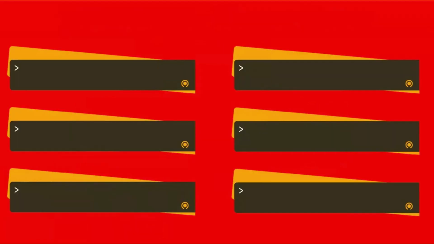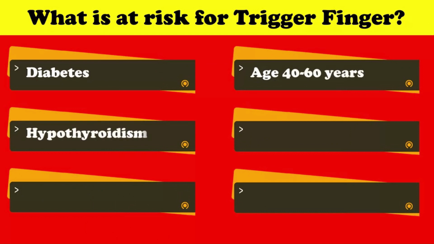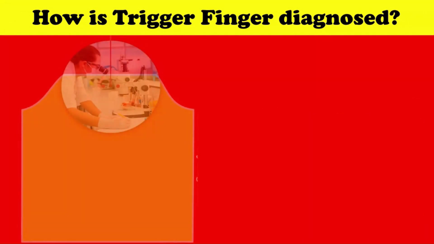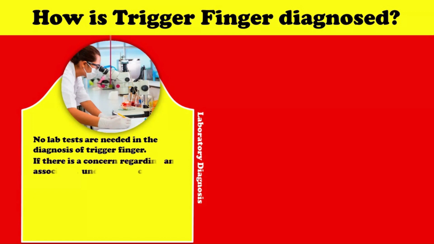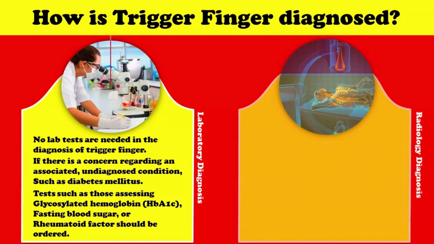Now we will see in which people this disease can occur. This is mostly in diabetes patients, people between 40 and 60 years of age, and those with hypothyroidism, arthritis, or TB, or people who use their hands more in their daily work. If we talk about the diagnosis of this disease, a specific physical examination is done for it, while no specific laboratory test is done for it. Yes, if you are suffering from diabetes, then some tests can be done to help diagnose it.